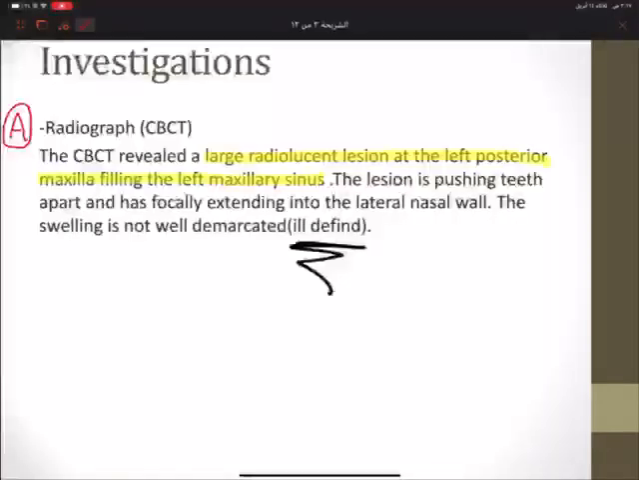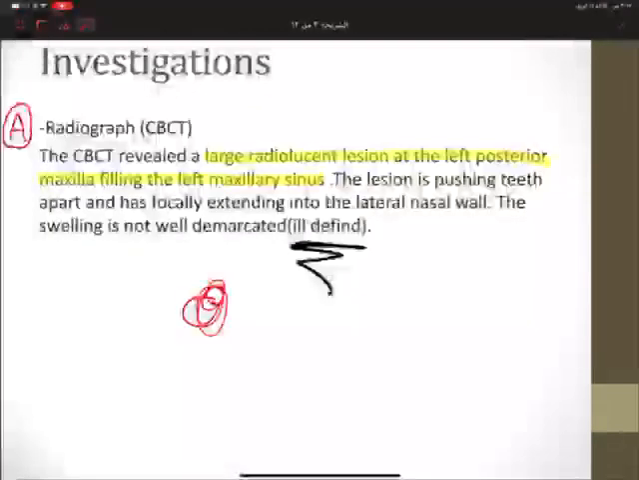We have part of the investigation. The first one is the radiographic investigation. The CBCT revealed a large radiolucent lesion at the left posterior maxilla, filling the left maxillary sinus. The lesion is pushing teeth apart and has focally extended into the lateral nasal wall. The swelling is not well demarcated, ill-defined.